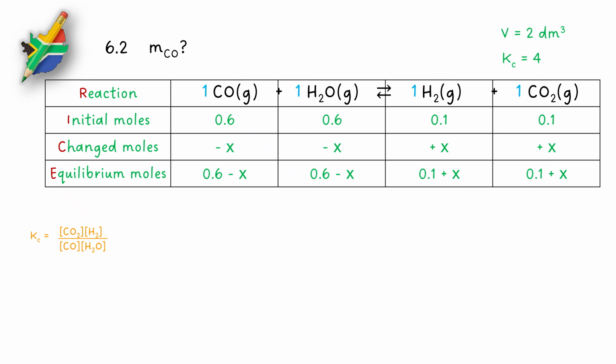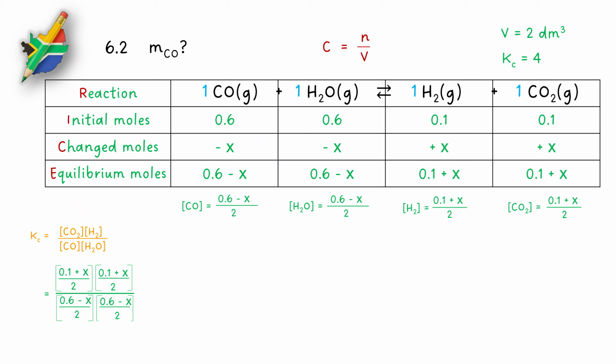Now we know that the value of Kc is 4, and we need the concentrations of the 4 species for this equation, but we only have the moles of each species in terms of X. However, we know that concentration is equal to number of moles divided by volume. So if we take the number of moles of each species in terms of X and divide by the vessel volume of 2 decimeters cubed, we get the concentration of each species at equilibrium in terms of X. We can now substitute these equilibrium concentrations into the equilibrium constant expression, as well as the value for Kc.